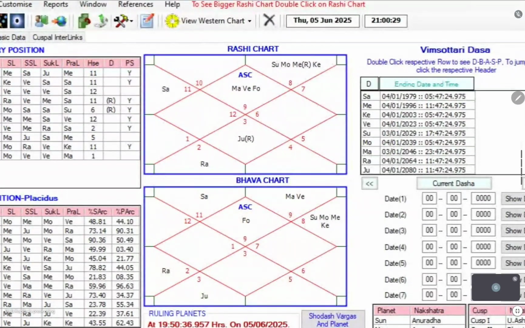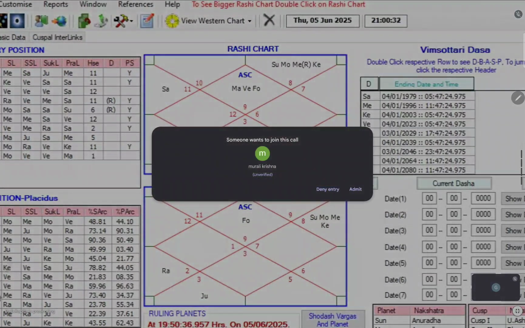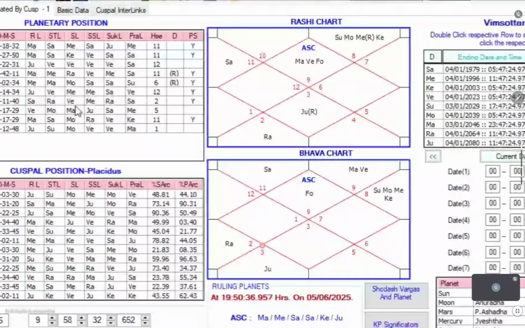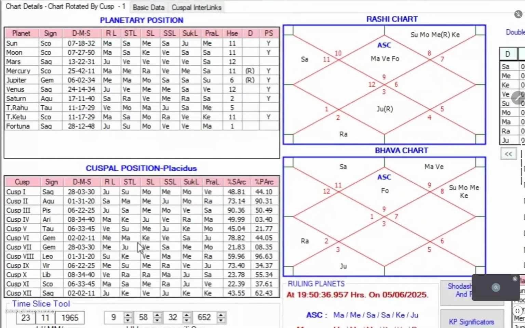So now we will focus upon Rahu. Rahu, if you look here, is the prana lord of the 8th cusp. It satisfies the first condition. We will proceed to the next sub level, Venus. And Venus, if you look here, is the sublord of the 12th cusp. So Saturn through Rahu and Venus satisfies the condition of being linked to the 8th and 12th cusp.